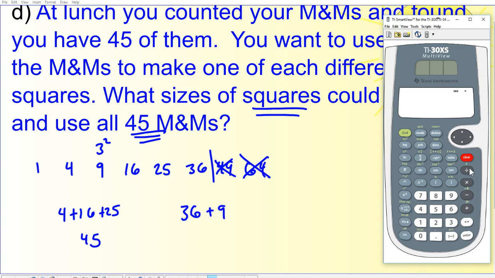But the idea here was to understand that using perfect squares, the numbers I have listed here on the screen, can save you a lot of work. Instead of having to drag out 45 little dots or 45 little M&Ms, you know that these are the numbers that can make perfect squares. That's why they're called perfect squares. All right?